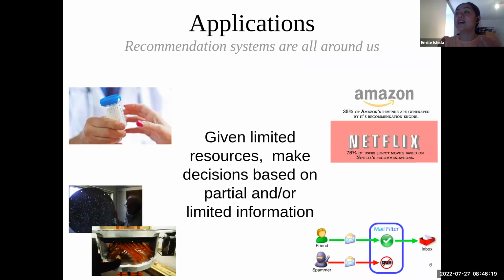As I was saying, the applications of recommendation systems are all around us. So this is not the only application that we have. Recommendation systems are just machines that look at your data, your historical behavior, and try to predict what you are going to do next. They are found in Amazon.